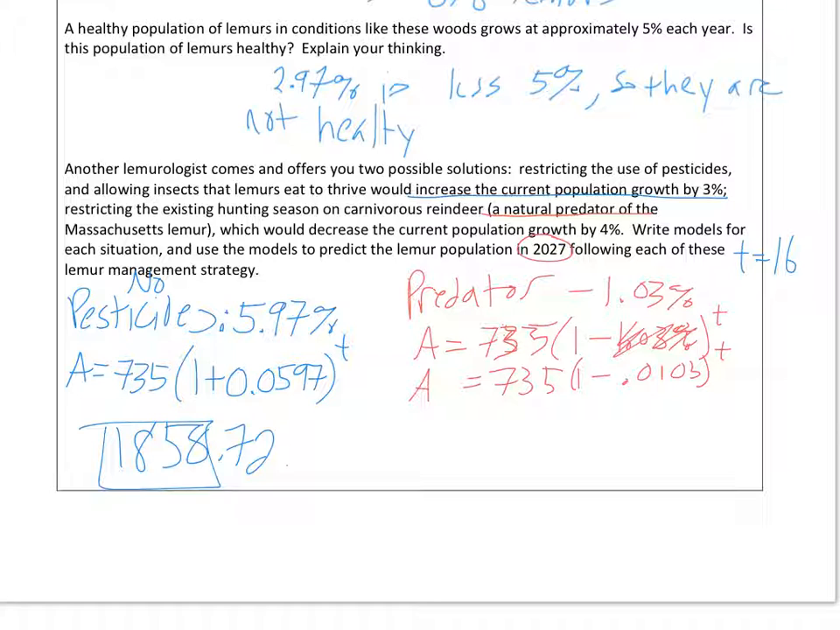For the other one, we're doing the same thing, but instead of the positive growth, we're going to have 1 minus 0.0103. In this case, we'd have 622.79. Somewhere around 622 or 623 lemurs would be present in that particular strategy.